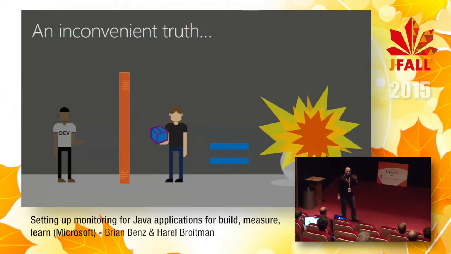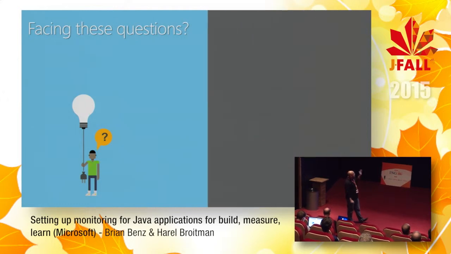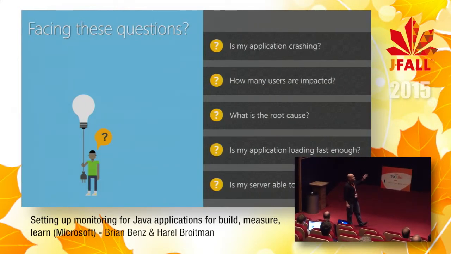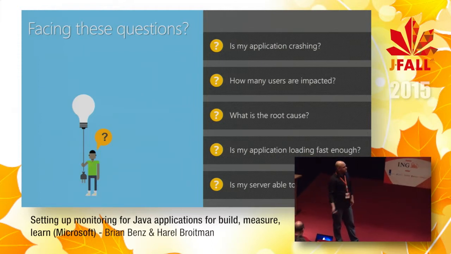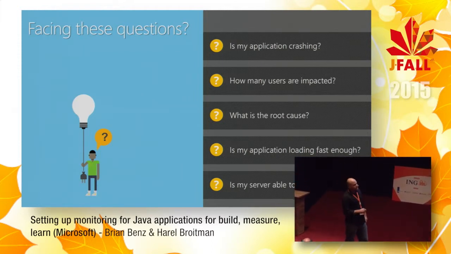So you've got to get a good picture of how your software is being used, how your users are behaving when using your application, and whether it's available or not. You need all that information in order to answer questions like: is your application crashing? How many users are impacted by an issue? What is the root cause of any issue? Is it loading fast enough? Is my server handling the load? You've got to be able to answer all these questions at all times, in real time, or at least near real time, in order to pick up on issues and make sure that your business is running successfully on top of its software.